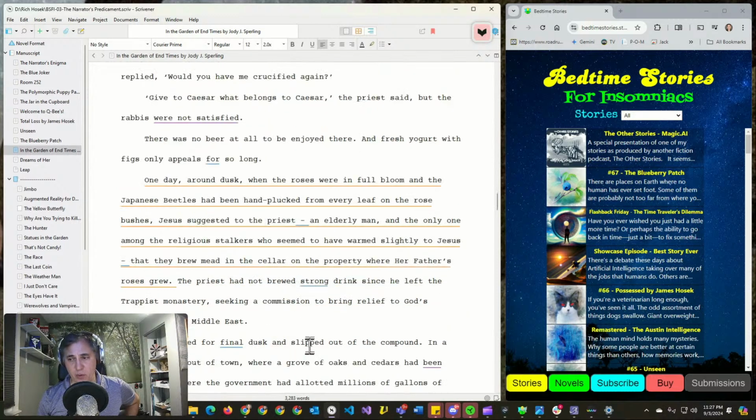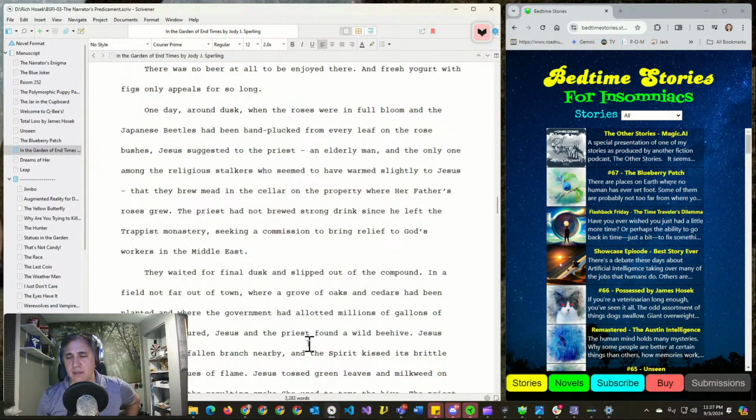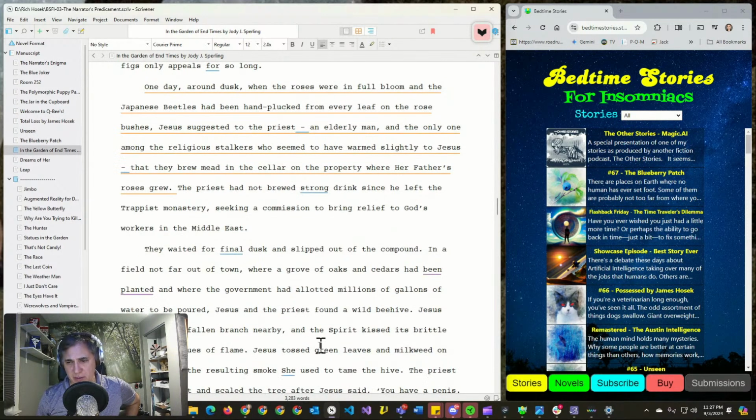The priest had not brewed a strong drink since he left the Trappist monastery, seeking a commission to bring relief to God's workers in the Middle East. They waited for final dusk, then slipped out of the compound. In a field not far out of town, where a grove of oaks and cedars had been planted, and where the government had allotted millions of gallons of water to be poured, Jesus and the priest found a wild beehive.